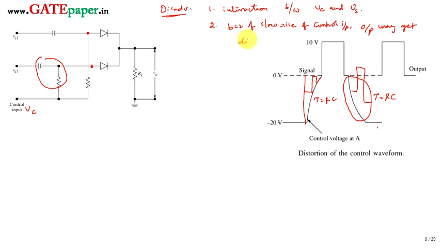Output may get distorted if the input signal is applied before reaching the steady state. So this is the second disadvantage. And the third disadvantage: as the number of inputs increases, loading on the control input becomes excessively heavy.